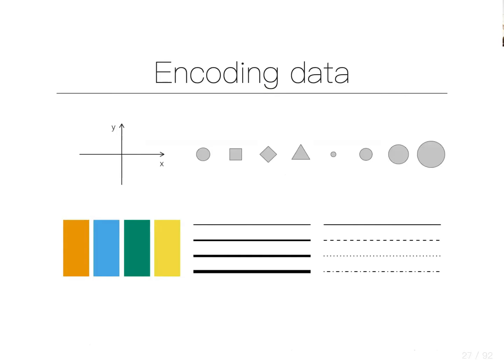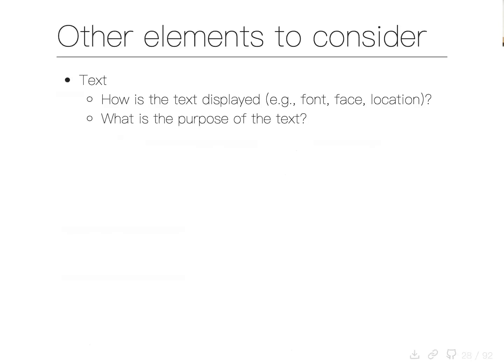This is different line widths or different line types could be associated with either amounts for the line width or types, which could be either line type or line width. There are other things to consider within your visual as well, including text, which we've talked about just a tiny bit, but how is the text displayed? What's the font, the face, the location, all of that stuff.